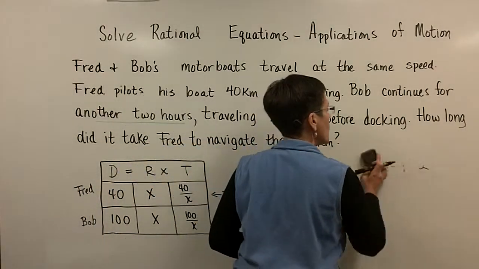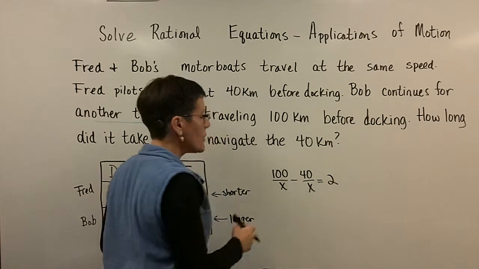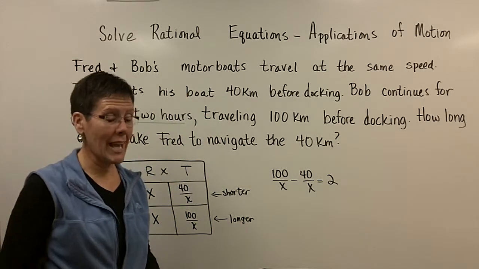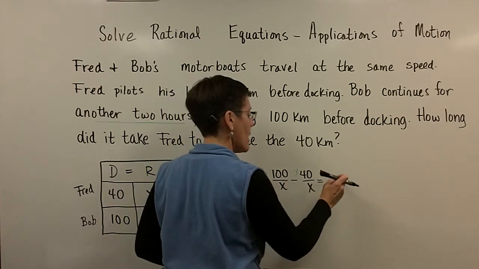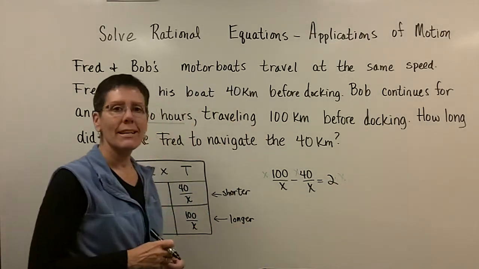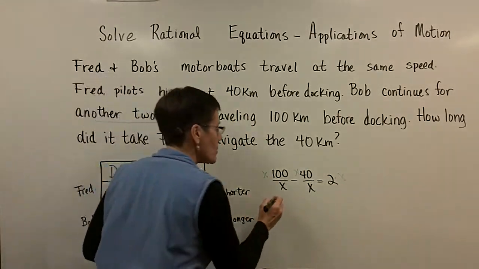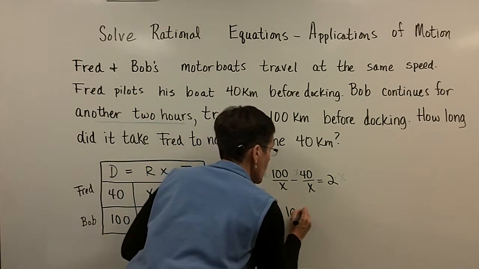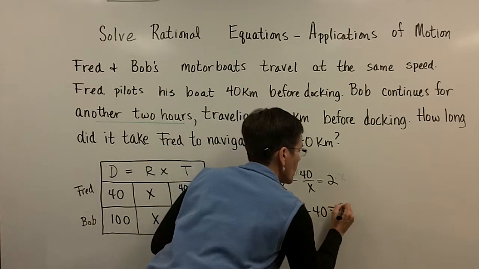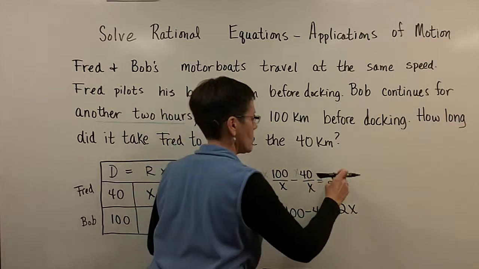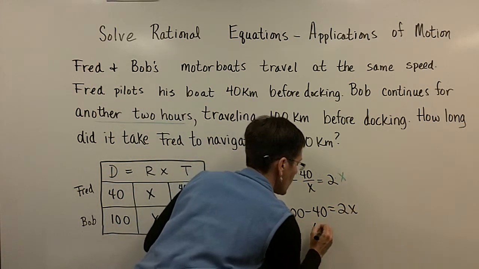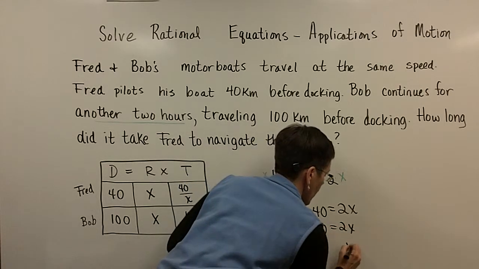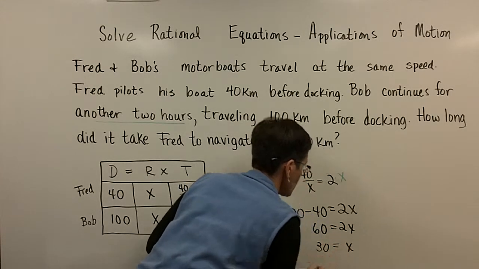Now let's solve this with the least common denominator being x. When I multiply this by x, and this by x, and that by x, on the left-hand side the x's cancel out. So you're left with 100 minus 40 equals 2x. Make that a little darker. And so we have 60 equals 2x. And finally, x equals 30.